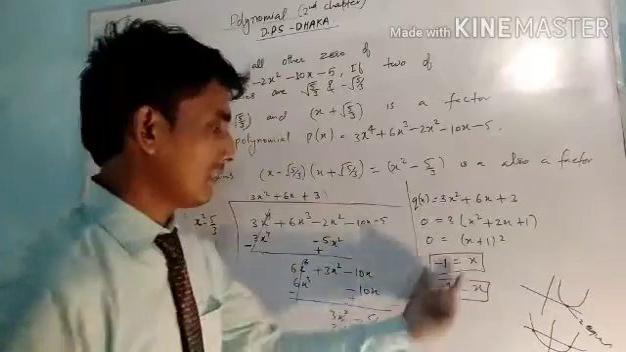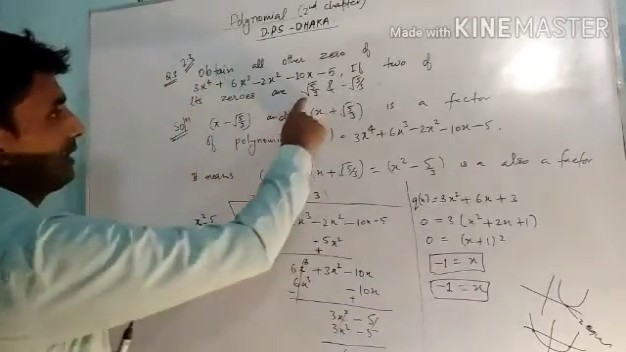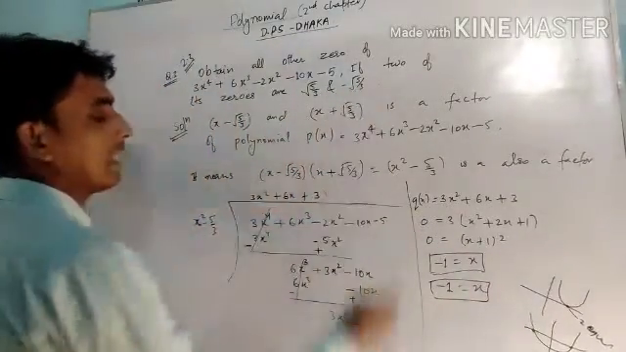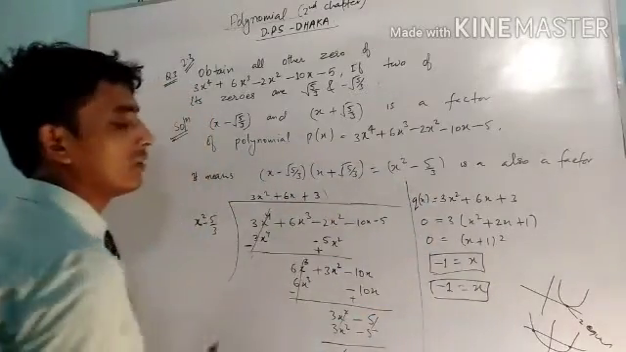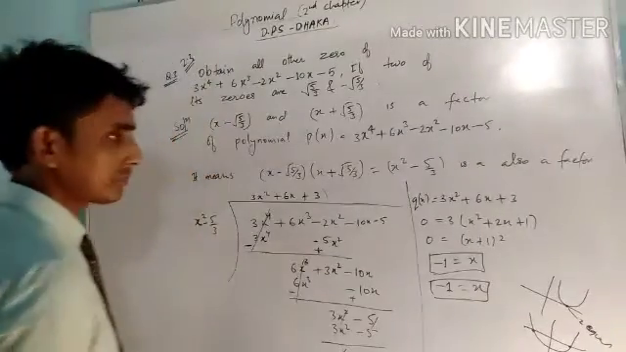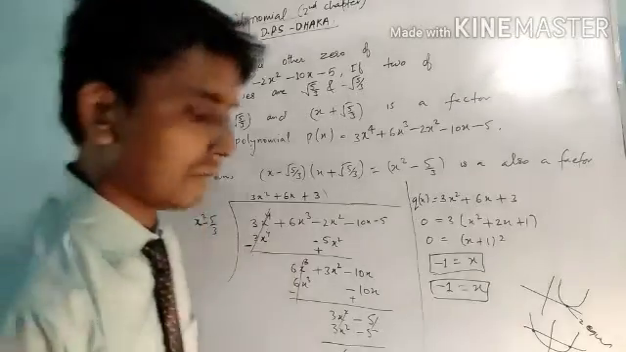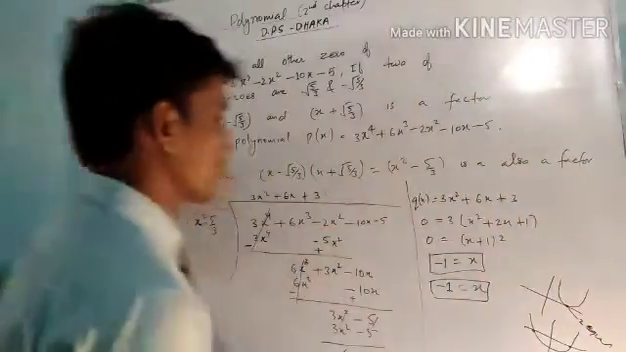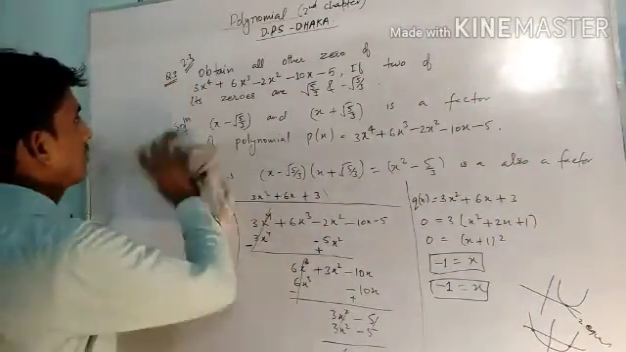Here also, the first root is 5 by 3. The second root is minus 5 by 3, and the third and fourth roots are equal, that is minus 1. Okay, so this is question number 3 of exercise 2.3. Now we will move to the other question.